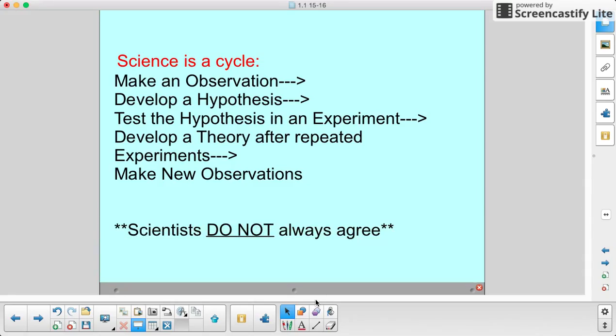One key piece of information here is that scientists do not always agree, and that's a really good thing. When people don't agree, they debate, they look at all of the evidence, and they work together to come to a conclusion. Because scientists don't always agree, they are able to debate and look at the information, and science continues to grow as a result.